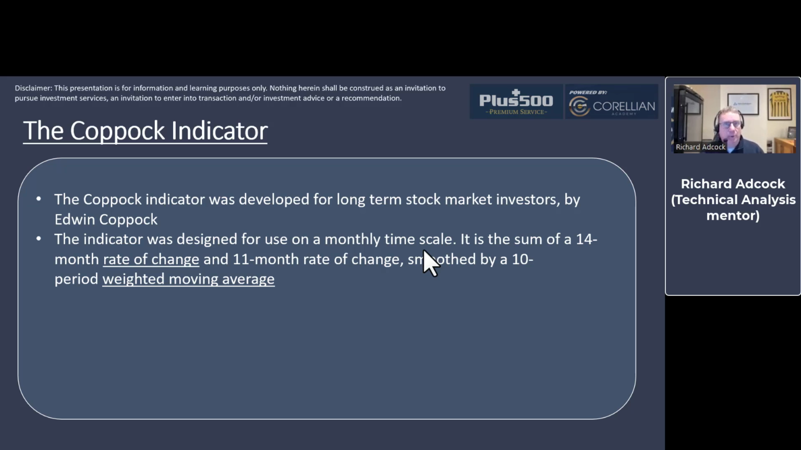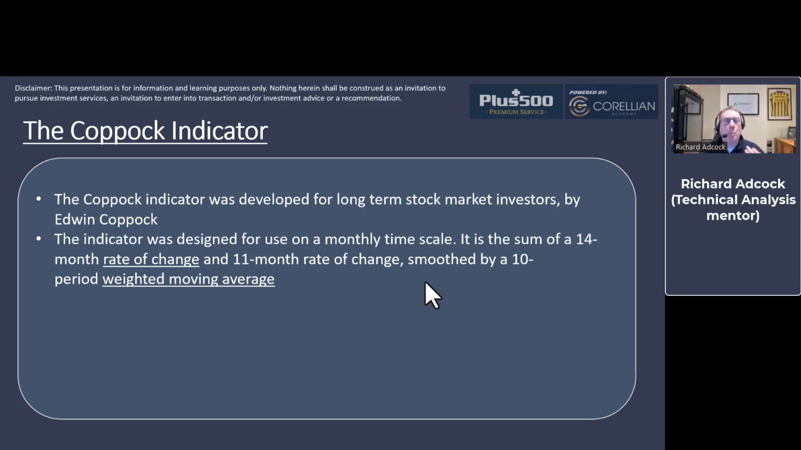And going over the formula very quickly, it's the sum of a 14-month rate of change and a 12-month rate of change smoothed by a 10-period weighted moving average. So the indicator is actually just one line and it's below price action, and we can look at that in relation to price activity and how we can apply that to trading ideas.